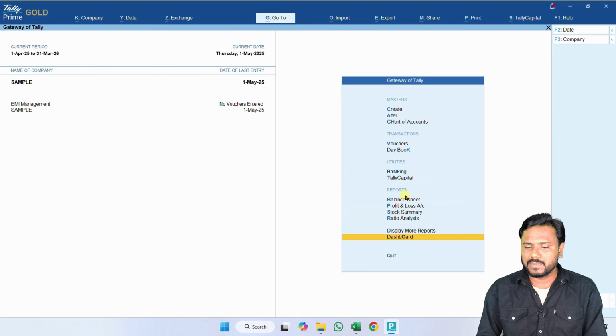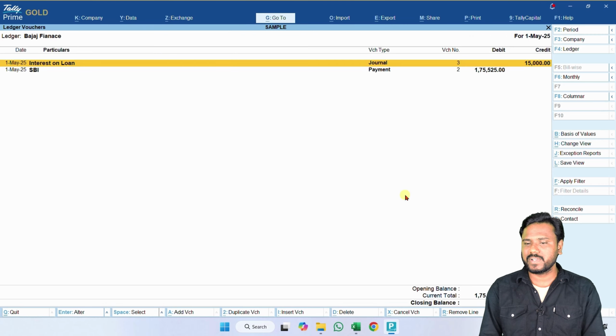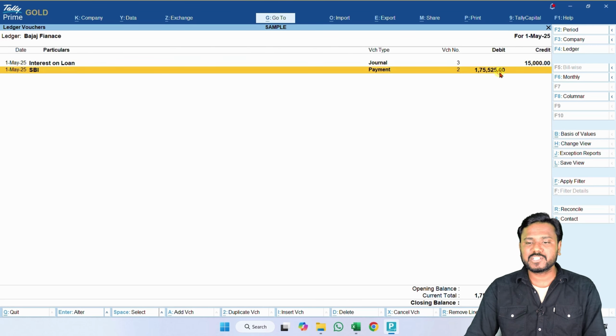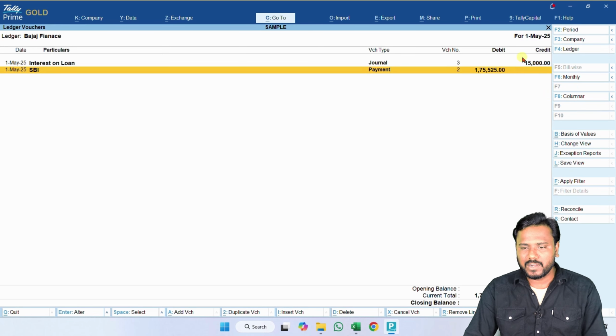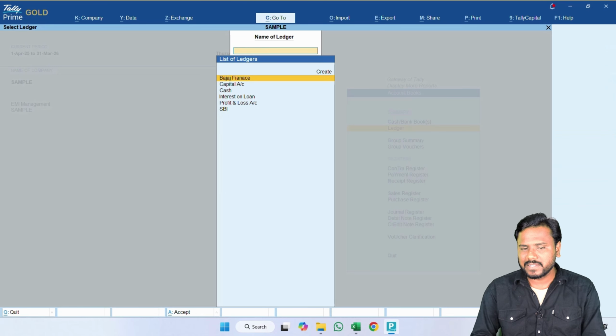But if I go to display more reports, account books, ledger and open Bajaj Finance, within the Bajaj Finance loan entry I can see, okay, for the first month of May, 15,000 interest added. So 15,000 interest plus the principal you paid, total 1,75,525. So that's how you can see within the loan account the total interest also. Whatever amount is credited to this loan account, this will be the interest. So you are adding interest and you are paying the total amount. Out of 1,75,525, 15,000 is the amount of the interest, right? So like that you can manage.